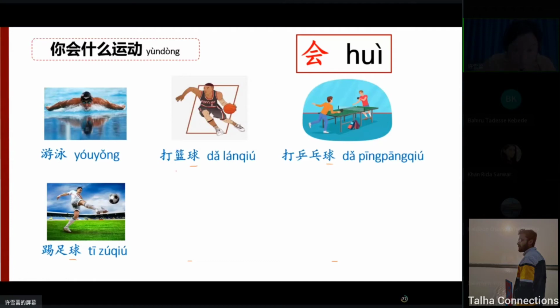Here, for 篮球, the verb is 打. For 乒乓球, the verb is also 打. But here, for football, for soccer, it's 踢. That's to kick, to kick the ball, to kick the football. So we use another verb, 踢. And for 打, we use the hand. We use the hand to beat the ball, to hit the ball. Play it with hand, we use 打. Play it with foot, we use 踢.